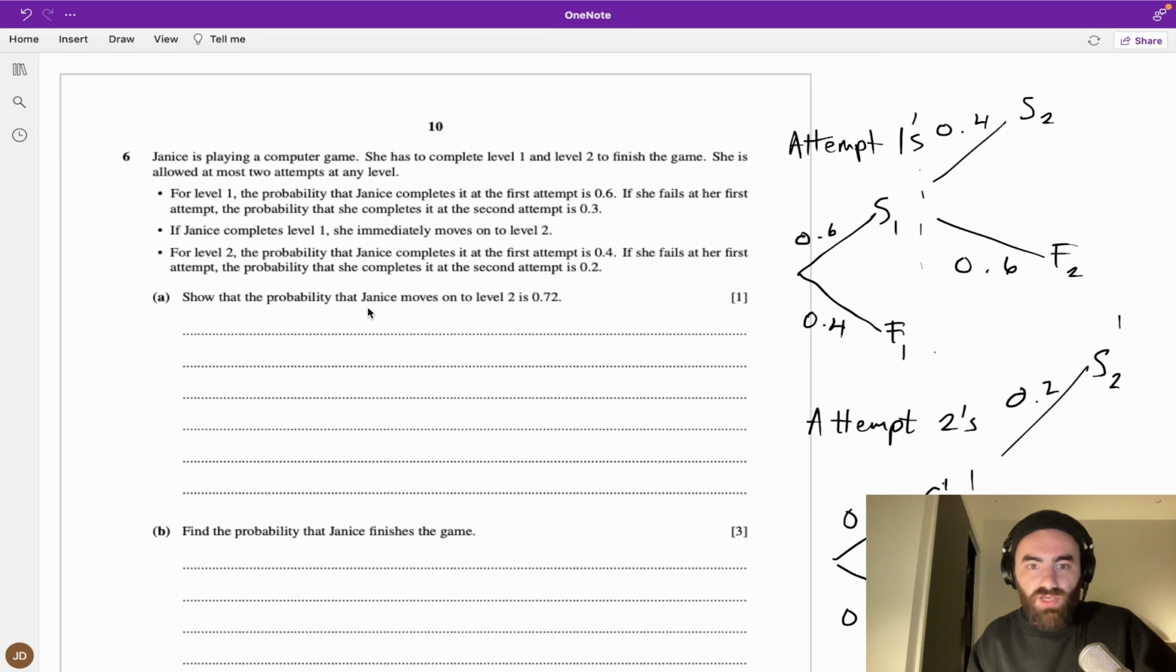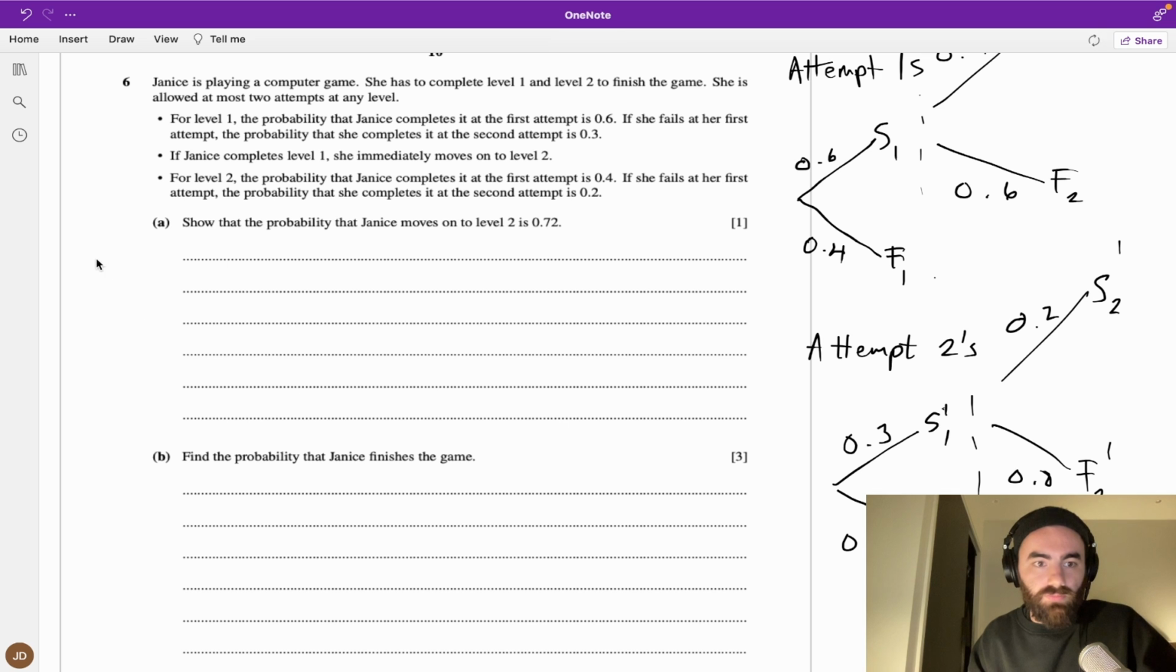Show that the probability that Janice moves to level 2 is 0.7. So the probability that she gets to level 2.